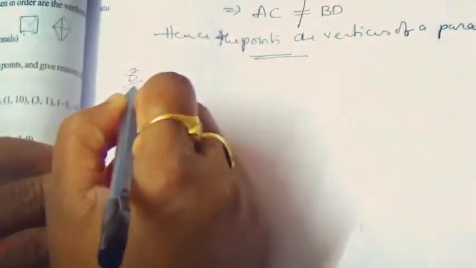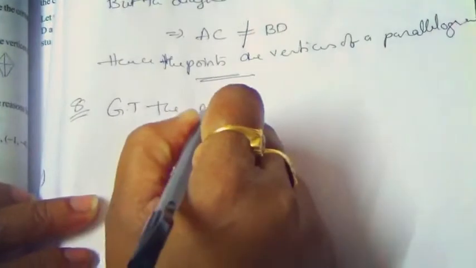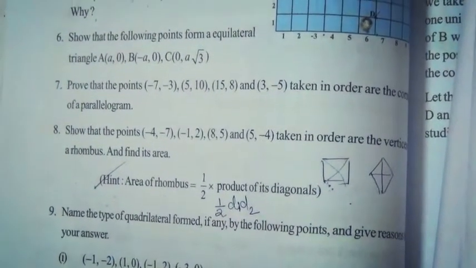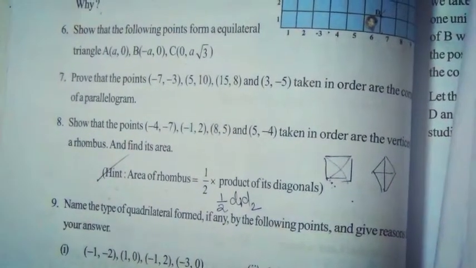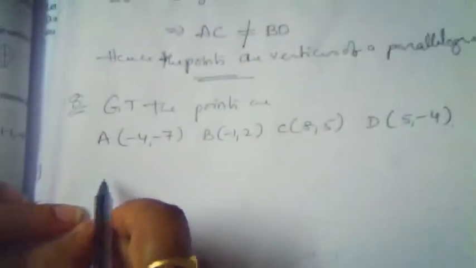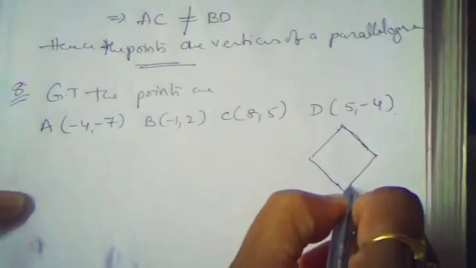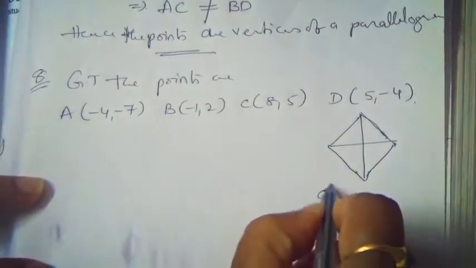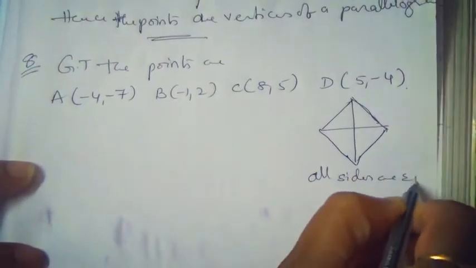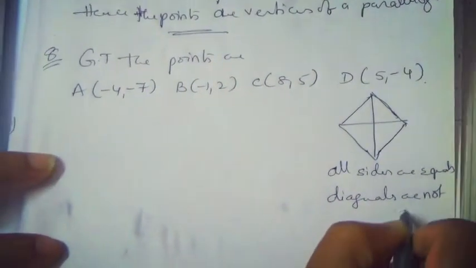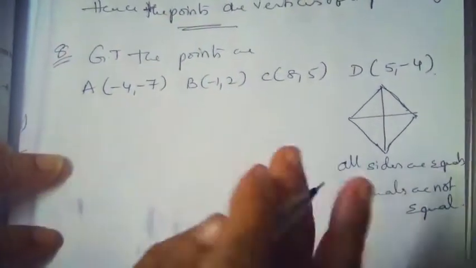Okay, so let us write. 8th sum, given that the points are A minus 4 comma minus 7, B minus 1 comma 2, C 8 comma 5, D 5 comma minus 4. So first of all, we have to draw the rhombus. For this, all sides are equal, diagonals are not equal. First we have to prove this.